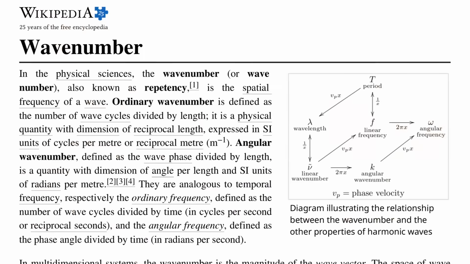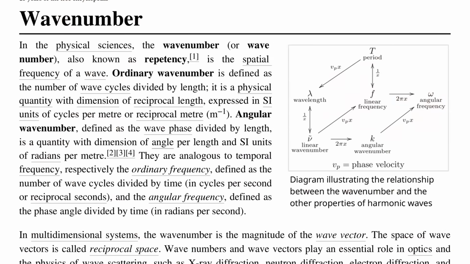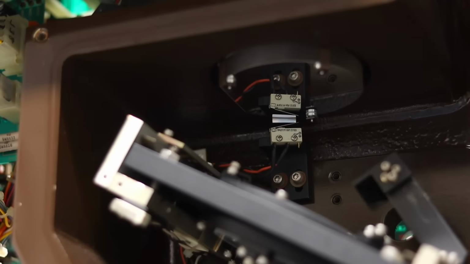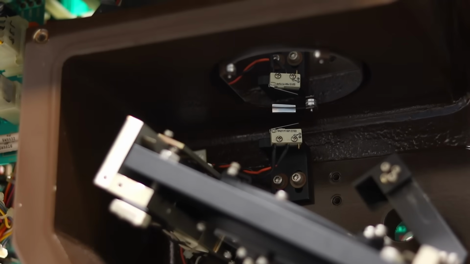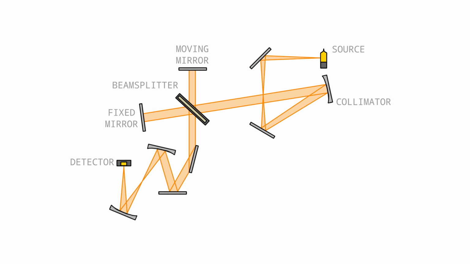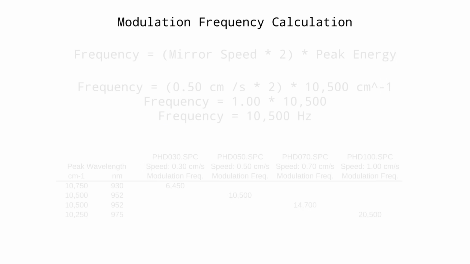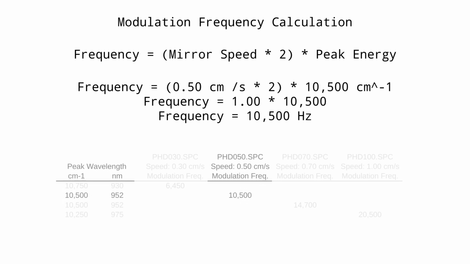And since we're looking at peak wavelength in wave numbers, which is inverse centimeters, and the mirror is moving in the speed of centimeters per second, a lot of the units cancel out here. And the total optical path that this thing has to go through means that it has to go up and back. So we take our mirror movement speed, multiply it by 2, and then multiply that by the peak wavelength. So if it's 0.5 centimeters per second, we're going to do 0.5 times 2, then multiply that by 10,500, which is where our peak energy is. And of course, that comes out to 10,500 hertz.